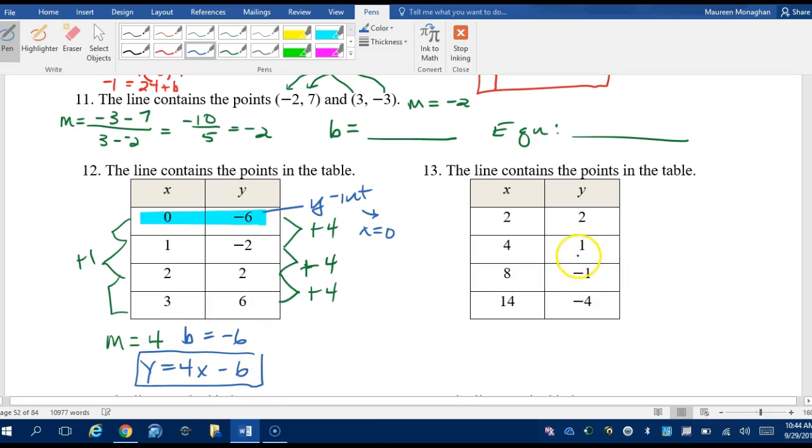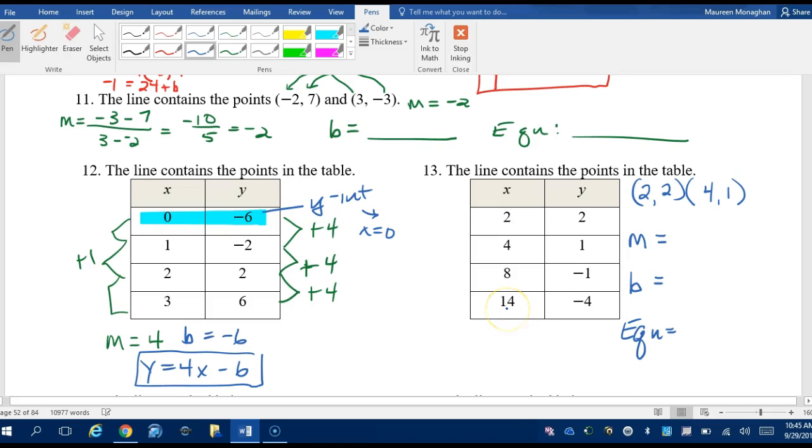Okay? This one's not so easy because these aren't consistent. This goes up by 2, this goes up by 4, 6. That's not going to work. So what you have to do is choose 2 points. I'm going to suggest using the 2 positives. You have to find your slope. You have to find your y-intercept, and it's not given here. And then you have to write your equation. Okay, so this one's on your own too.